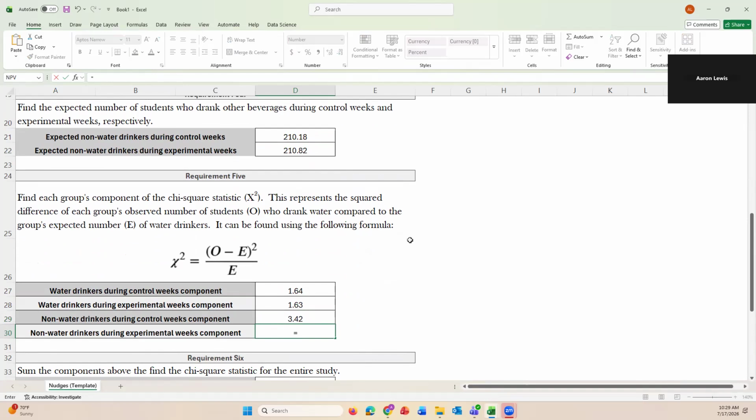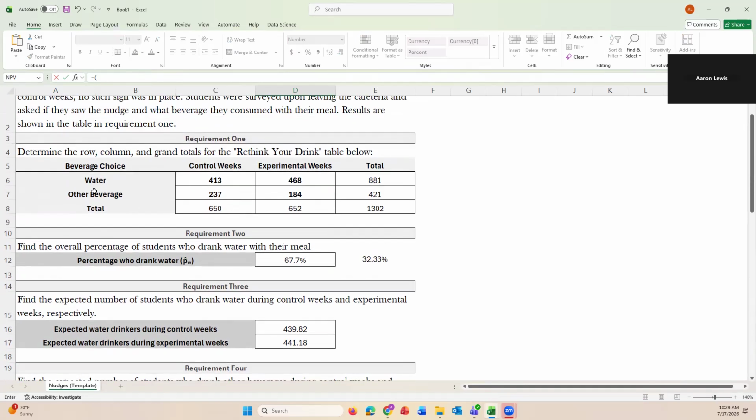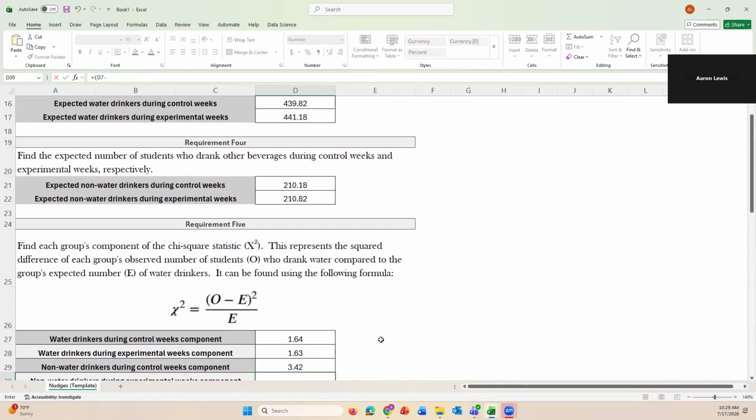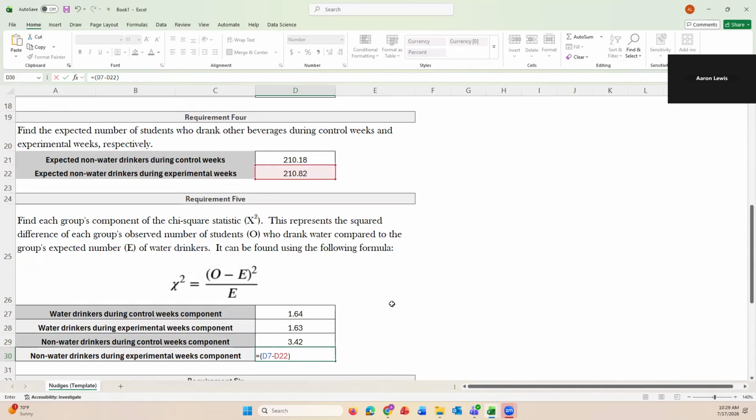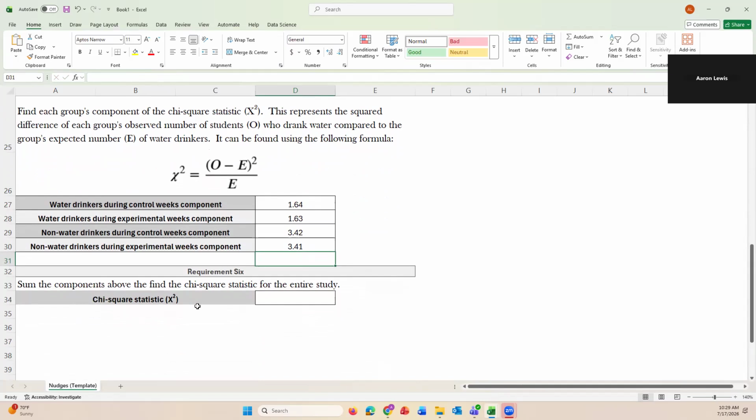And for the last component we have over here, we take the observed amount of non-water drinkers that we had during experimental weeks. During experimental weeks, the amount of other beverages consumed was 184. Subtract from that our expected amount that meets that condition, which we have right here, requirement 4 is 210.82. We square that, and then we divide by the expected amount of 210.82. And we come up with 3.41. So to find my chi-squared statistic, all I need to do is find the sum of the 4 components. And it comes out to 10.10.